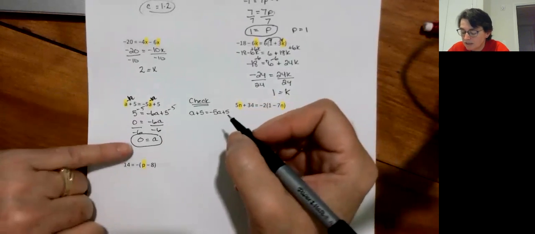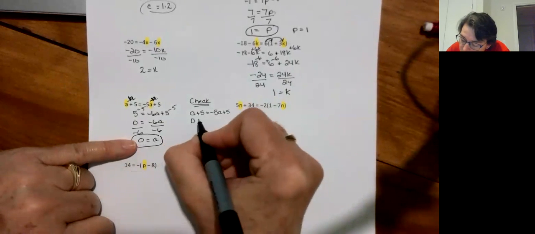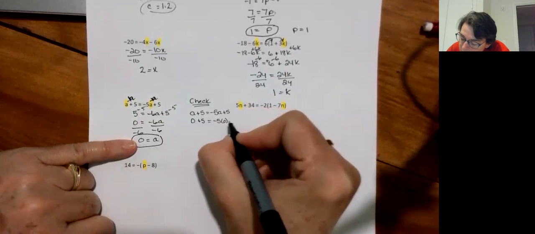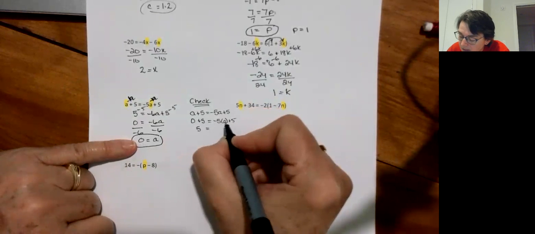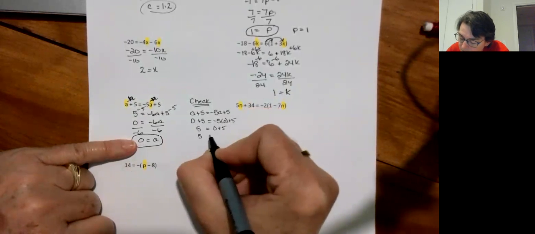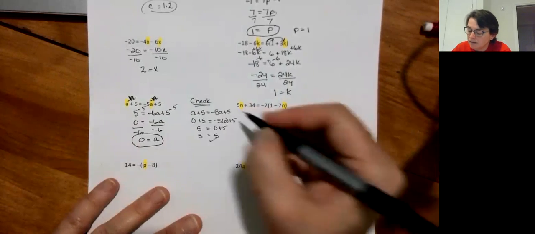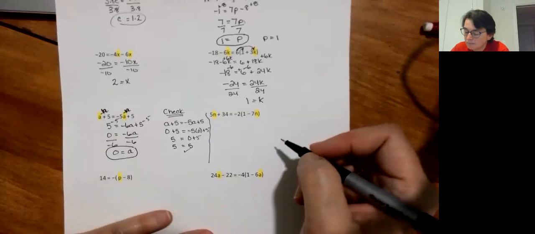So, original question, everywhere I see an a, I'm now going to put a 0. So 0 plus 5 is equal to minus 5 times 0 plus 5. So 5 is equal to minus 5 times 0 is 0, plus 5. So 5 is equal to 5. Cool. It's all good. A little squishy line there.